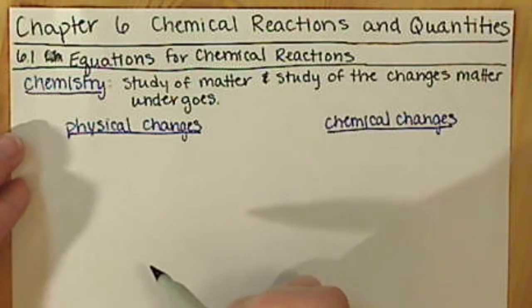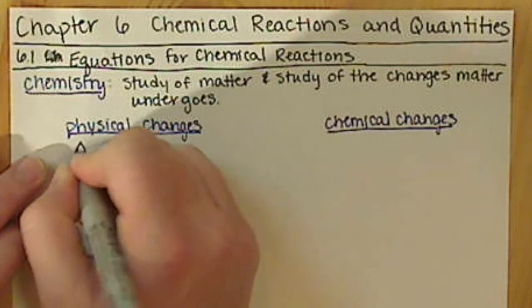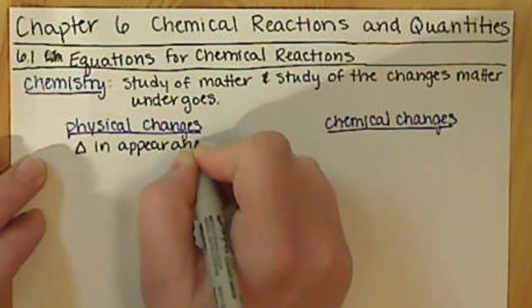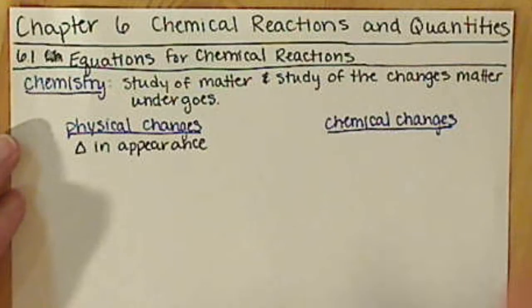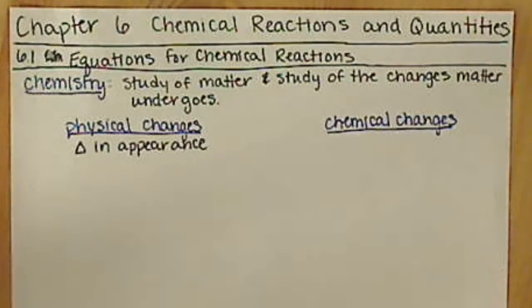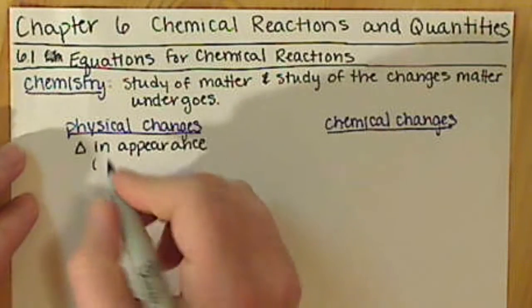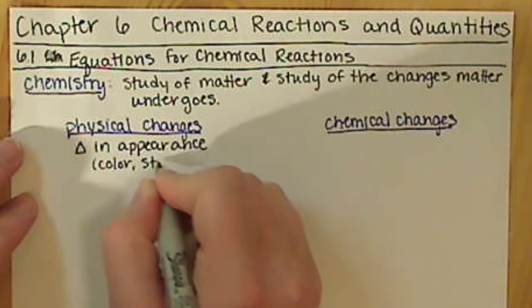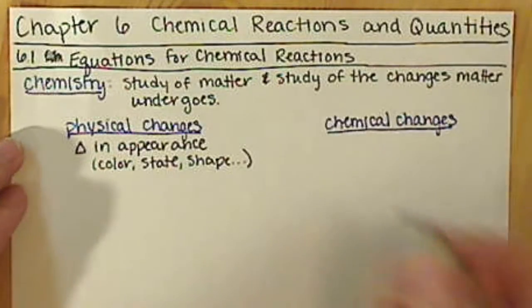So our physical changes, just to remind ourselves, is where we have a change in appearance. Sometimes the delta symbol is used to symbolize change. We've seen that symbol when we talked about specific heat. So when we're changing in appearance, we're talking about your physical descriptors. So we have color, what the state is, the shape, things like that.